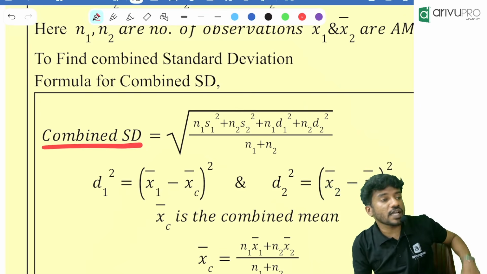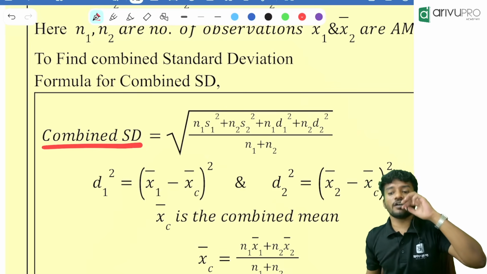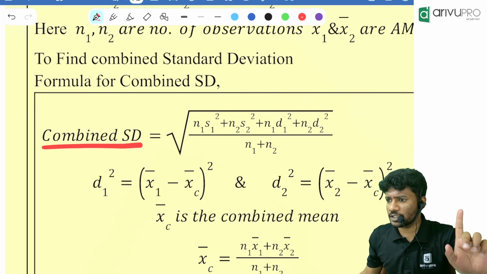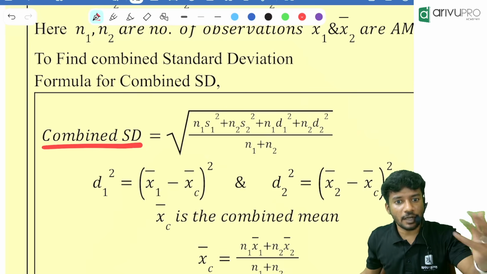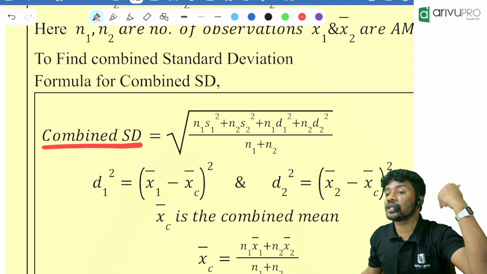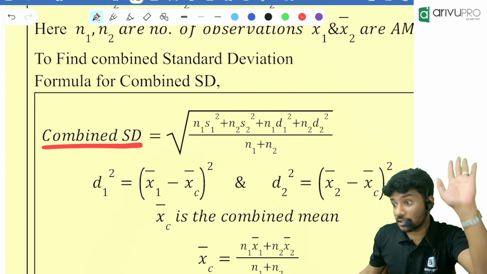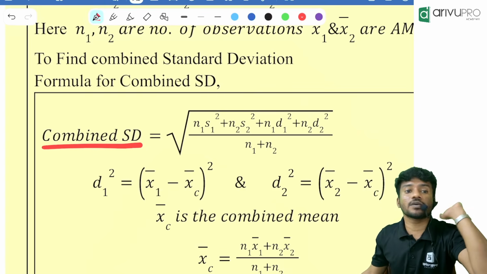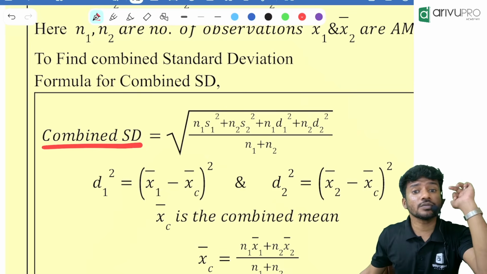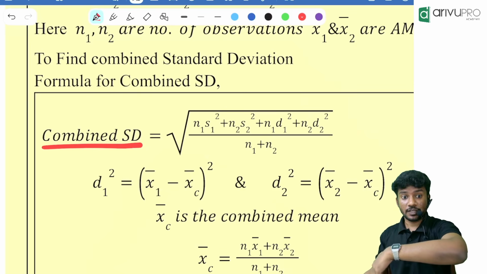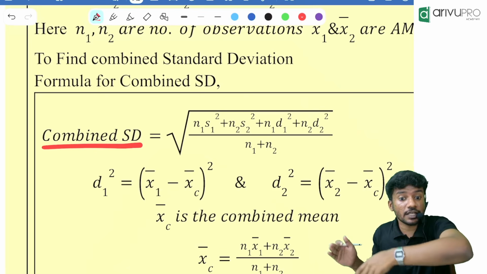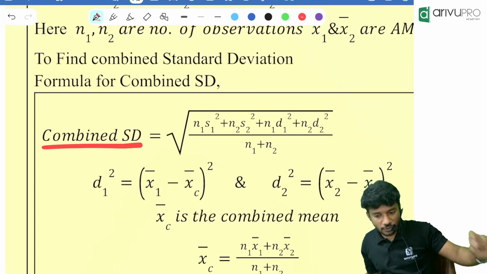The formula for combined standard deviation is equal to root of N1 S1 square. What is N1? Can anyone tell me what is N1? The number of people or number of elements in set 1, or Bangalore Academy. You can take it that way. S1 is what? The standard deviation of that particular set. That means N1 S1 square. So that is completed. Plus N2 S2 square. What is S2? The standard deviation of the second one, Chennai. Then N2 is what? The number of students or number of people in the second set. That here is Chennai. So N1 S1 square plus N2 S2 square.